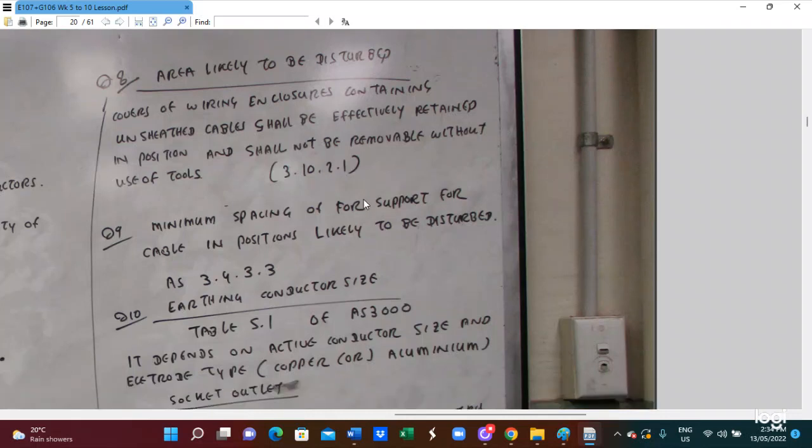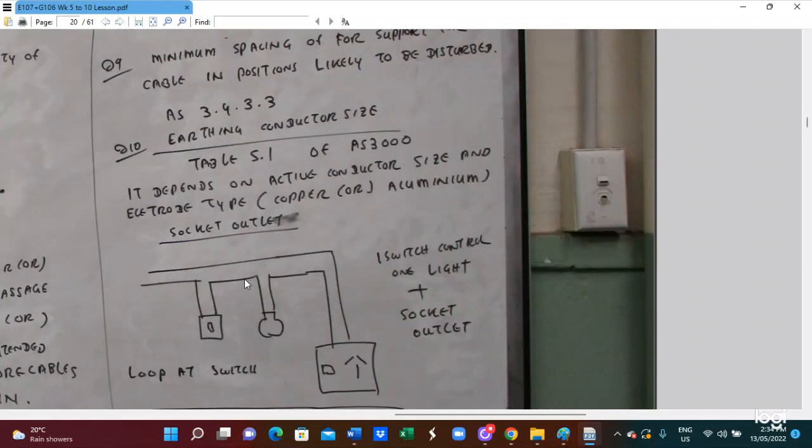The next one is the minimum spacing for the support of the cable in a position likely to be disrupted. In this case, we have to follow AS 3000. Question 10 is earthing conductor size. To select the earthing conductor size, we require the cable table 5.1 of AS 3000. So depending on the earthing wire, we have to select the appropriate size of the conductor.